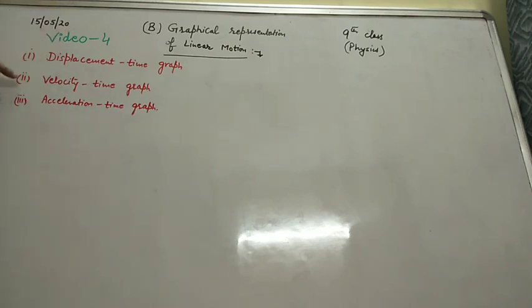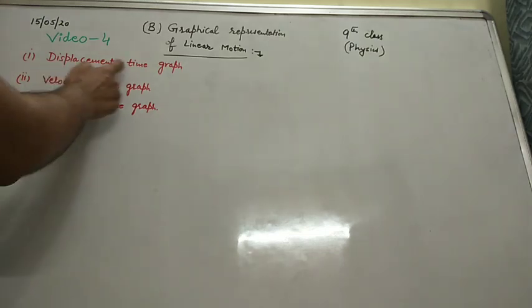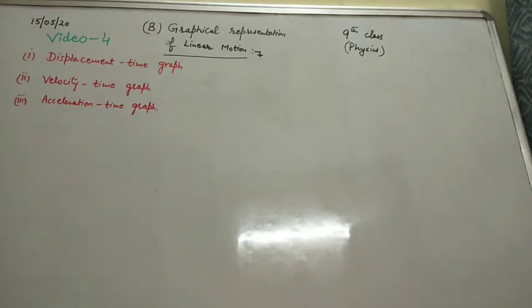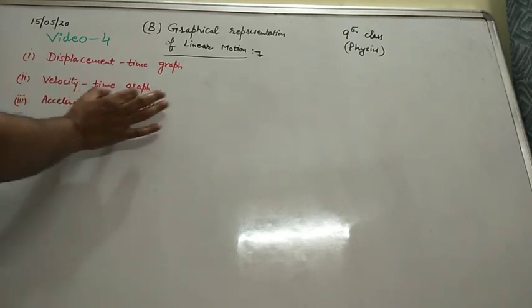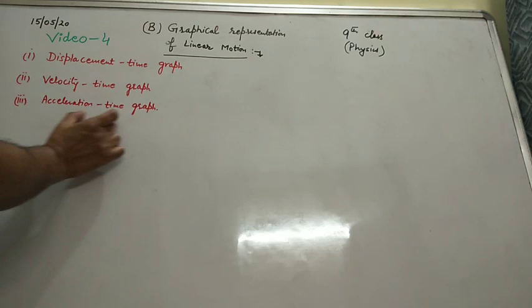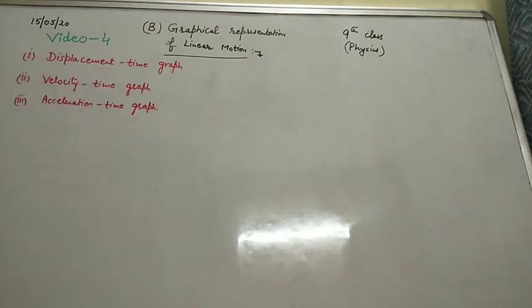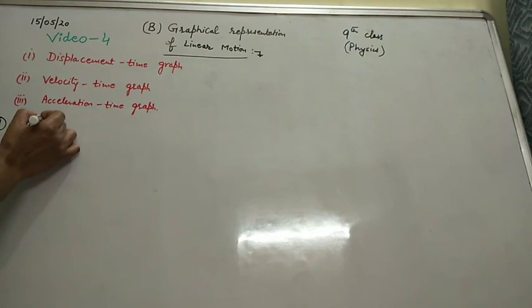In this part there are 3 sub parts, but all are important. First is displacement time graph, second is velocity time graph, and third one is acceleration time graph. We'll discuss one by one. First we'll discuss displacement time graph.